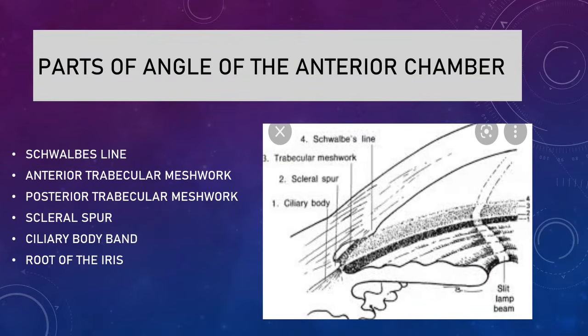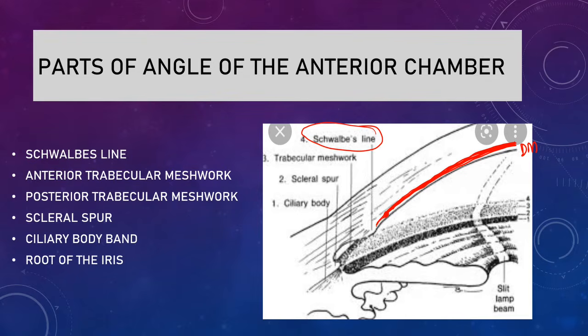Now there are various parts of the angle of the anterior chamber. Let us enumerate them first. As you can see over here, this is the cornea, and as I told you in my previous video on the anatomy of the cornea, there is a layer posteriorly in the cornea called the Descemet membrane. The Descemet membrane ends peripherally in a prominent line, and that line is called Schwalbe's line.